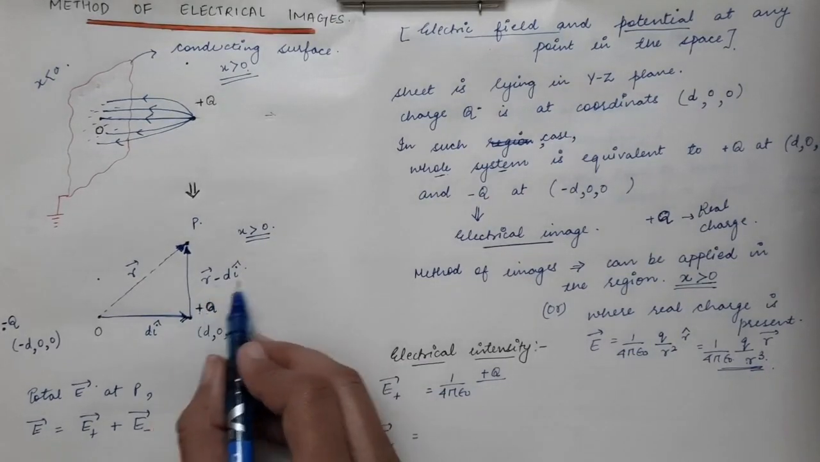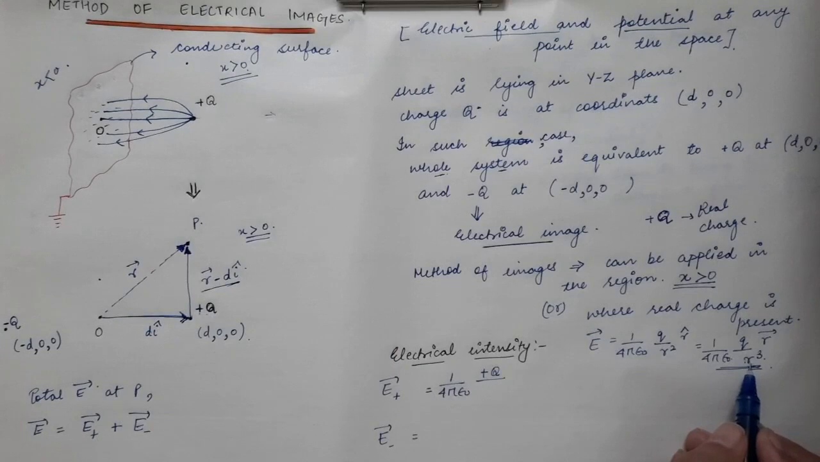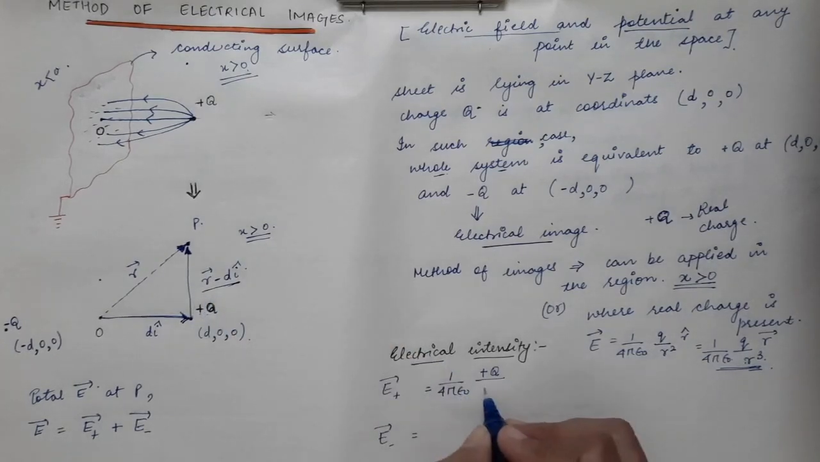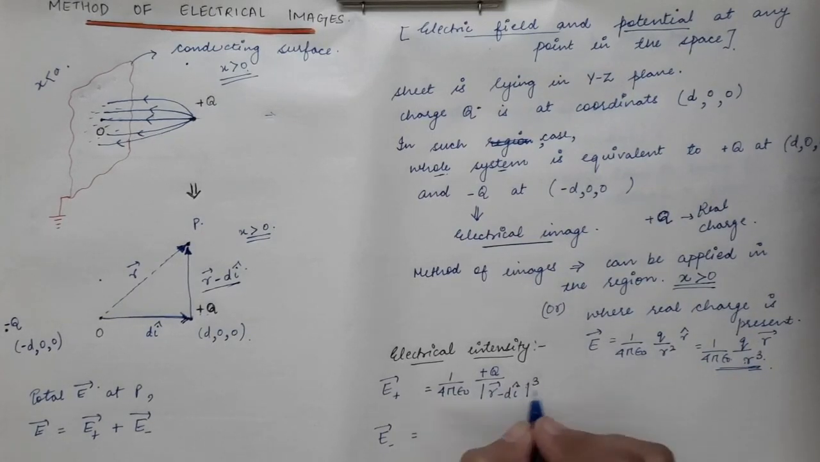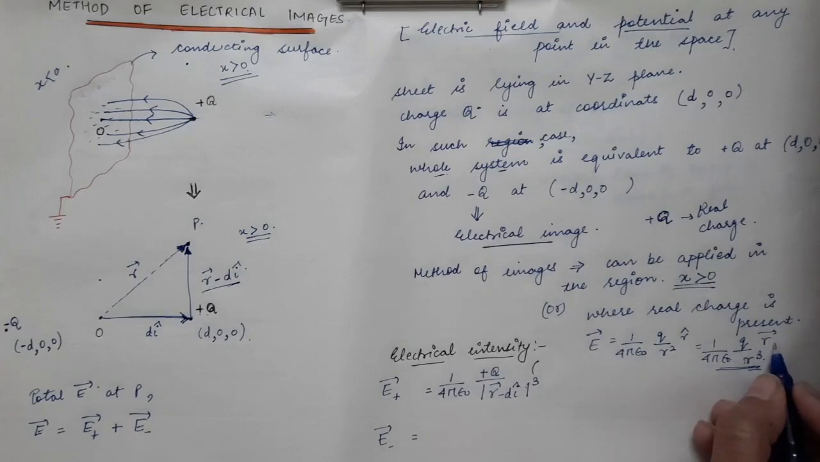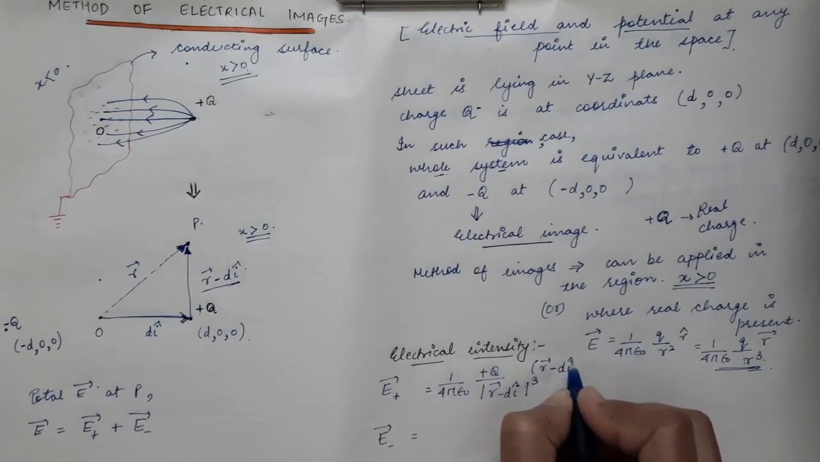So this is in vector form, but in the denominator we have to find the magnitude and then take its cube. Magnitude is written in bars, so we write the bars around r vector minus d i cap, and its cube. So we have the cube of the magnitude of r vector minus d i cap, into the vector itself, which is r vector minus d i cap.